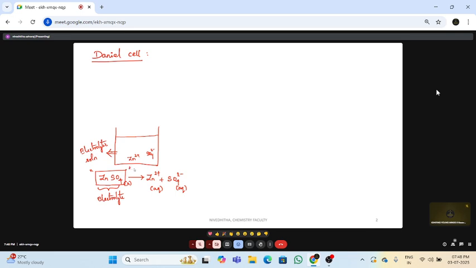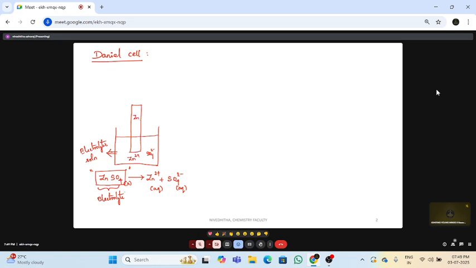Here we have two ions, right? One is zinc ion and another one is SO4 2- ion. Could you please tell me which metal is related to this salt? Obviously zinc metal. Okay, I'm going to dip a zinc rod inside this solution.